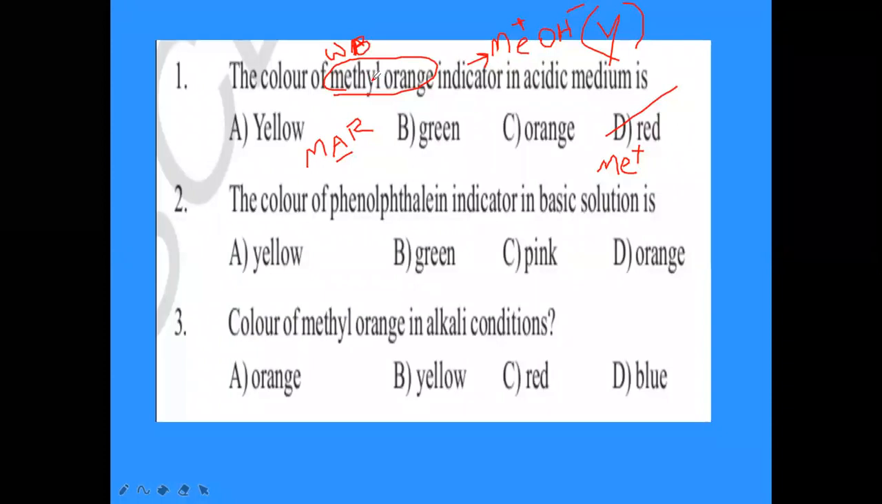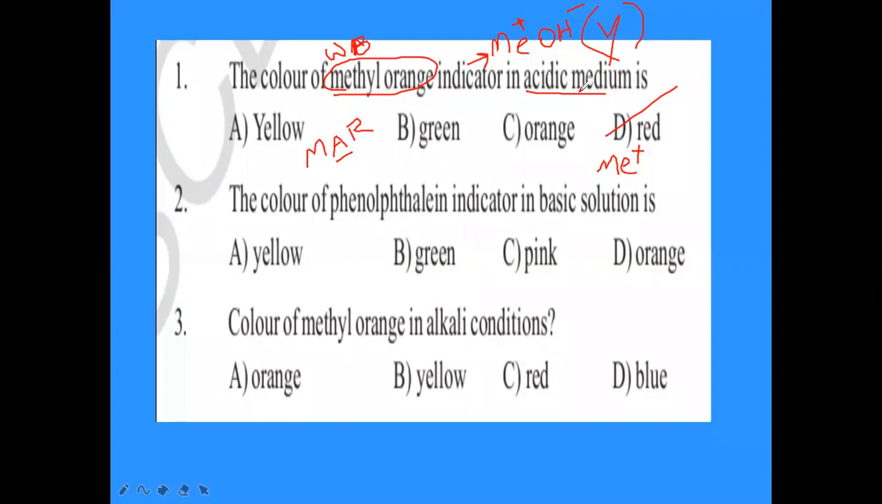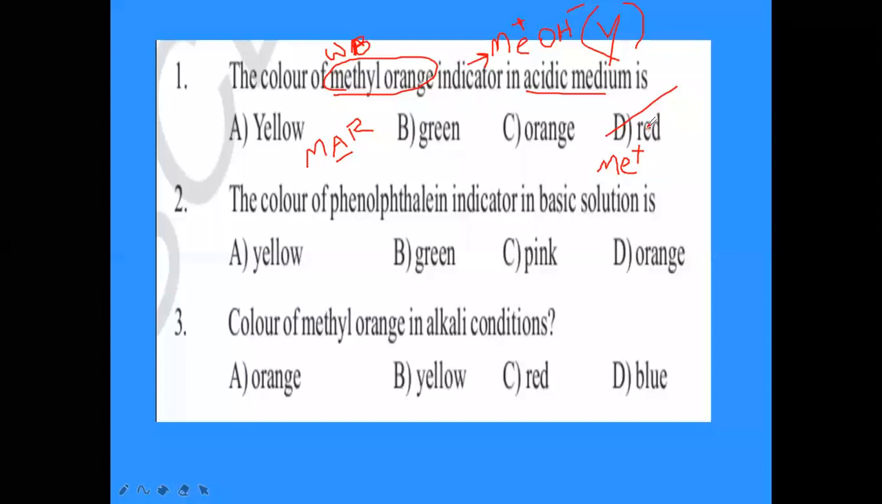But in opposite medium means what? Acidic medium. Acidic medium is the opposite medium for methyl orange. In the opposite medium, in acidic medium, what happens? This methyl orange molecule will dissociate into Me plus cation with red color and OH minus. So the Me plus cation will be giving which color now? Red color. That is why in acidic medium, red color is produced.